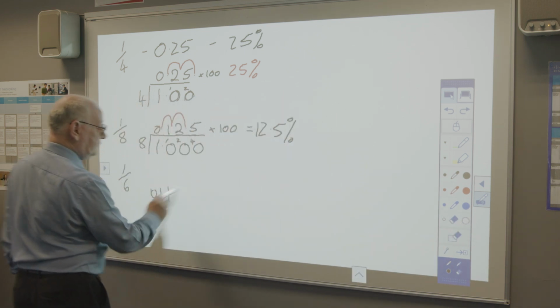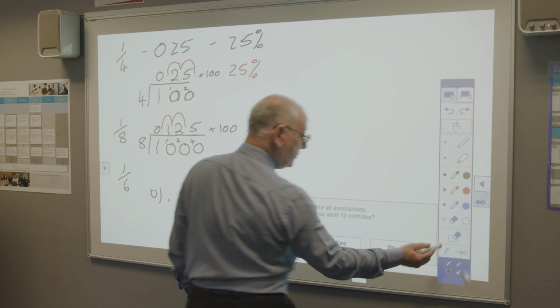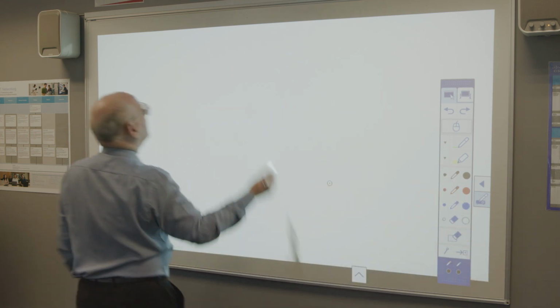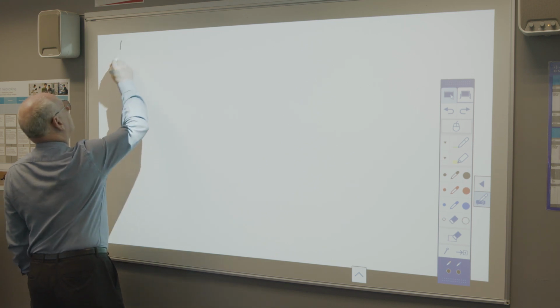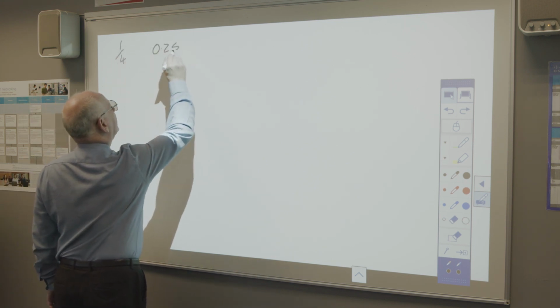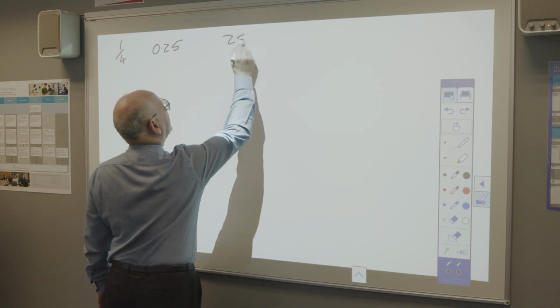That's easy as well. In fact, let's get rid of all of it. So we've got a quarter, which we now know is 0.25, and we know that that's 25%.